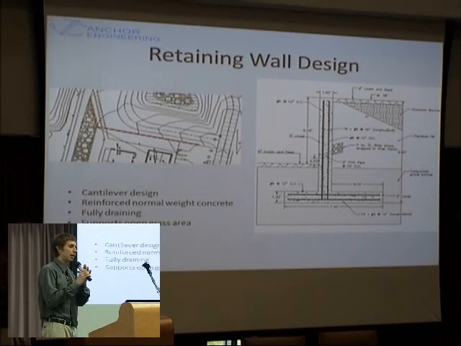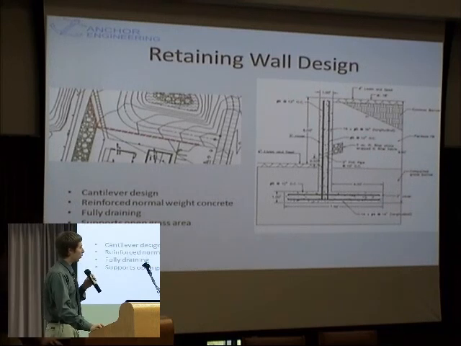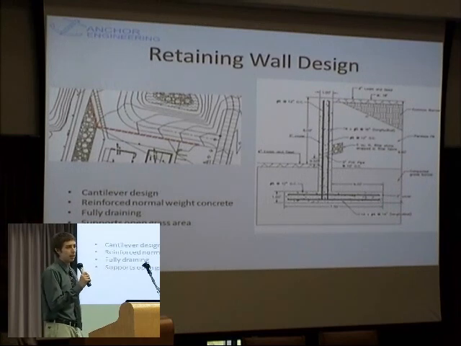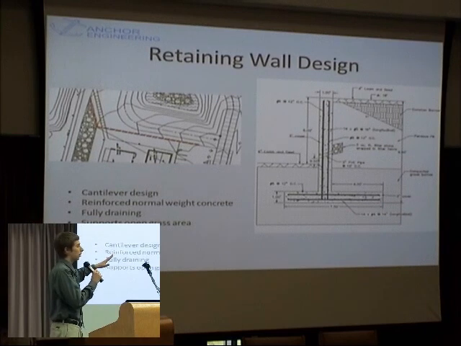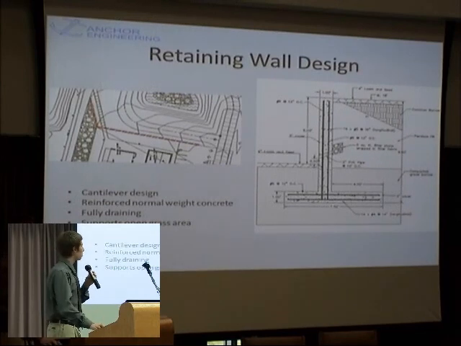This supports the open grass area, and there's actually open grass area on the other side that runs down to the pond, so it was important that this drained freely. I designed it conservatively so that it could be installed and backfilled and remain stable without any soil over the toe. I did this just to aid in the construction of the retaining wall.